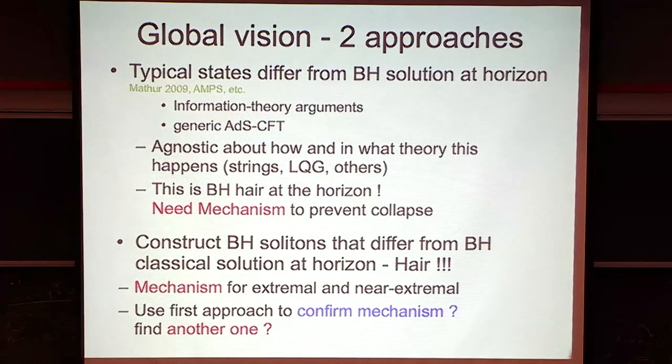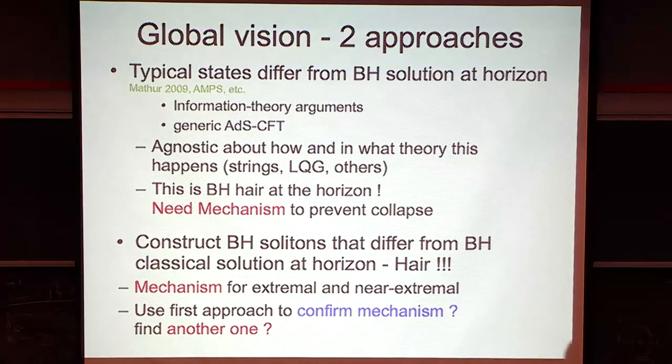And one can argue that generically at the horizon you will have these large fluctuations, wiping you out. But the problem is, this constitutes black hole hair at the horizon. If you want to put a firewall there or if you want to put anything there, this is black hole hair at the horizon, and you need a mechanism to prevent the collapse. Unless one has such a mechanism, essentially all these stories will always be limping.